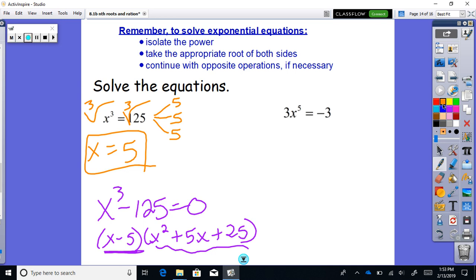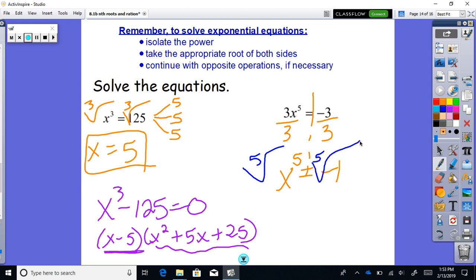So the goal then is to isolate the power. So first here we have to divide by 3, and you get x to the 5th would equal negative 1. And then the opposite of the 5th power would be the 5th root. So the 5th root of negative 1 would be negative 1, because negative 1 times itself 5 times equals negative 1.